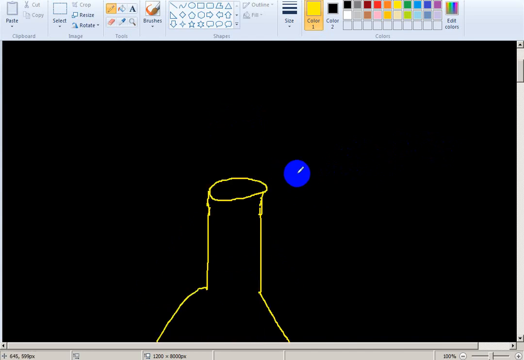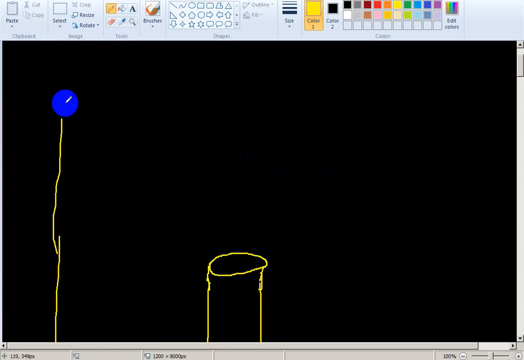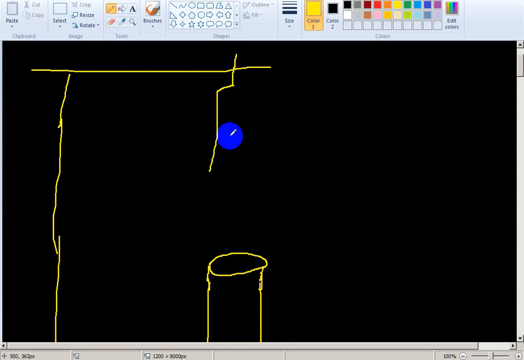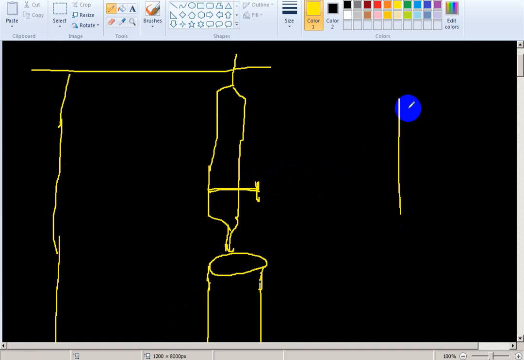I do titration with the conical flask, and here I'll put a stand. I took this burette. I use the burette, this one. And I also use a pipette, like this.